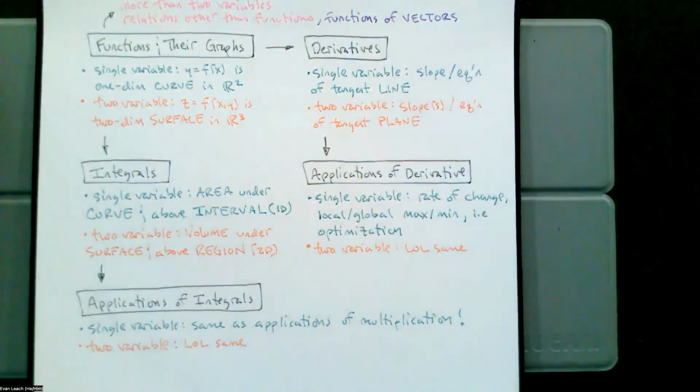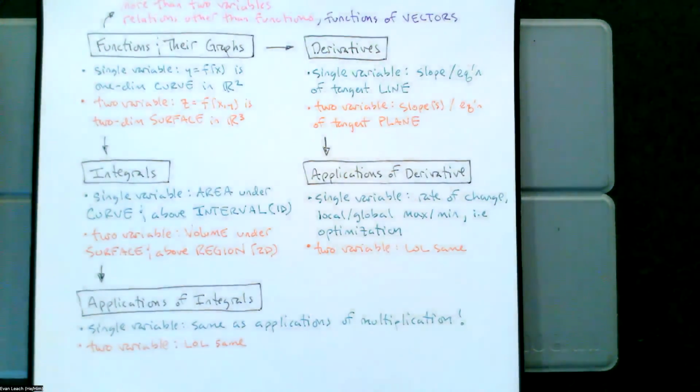So all the applications of multiplication are going to be applications of integration, because integration is just trying to model multiplication. It's multiplication, but one of the factors is continuously variable. Now, the continuously variable stuff can happen in more than one direction. Any questions?